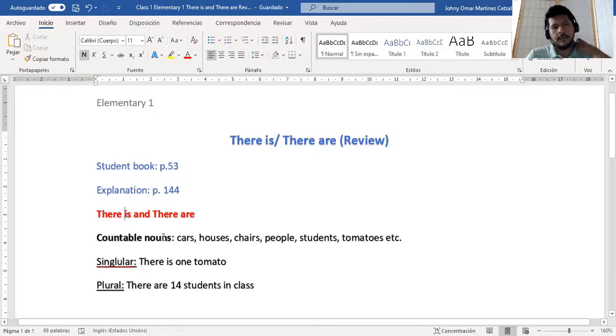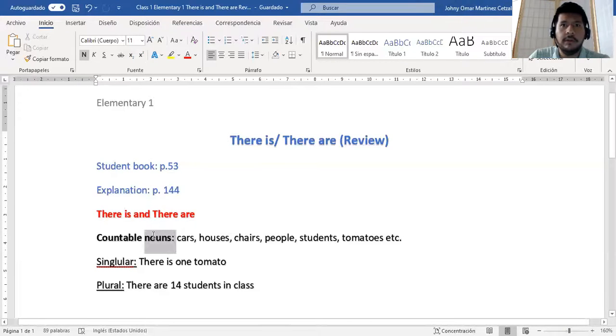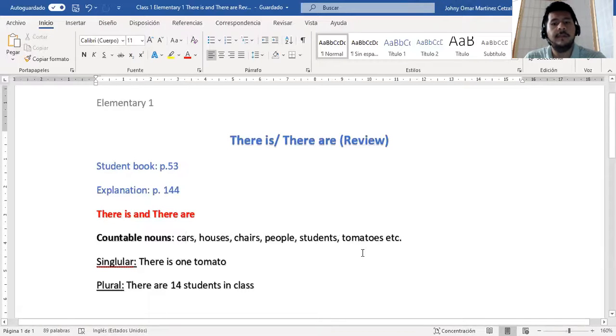Now, first you have to identify if the noun is countable or not. Okay, noun means sustantivo, the object, the thing. Countables are easy. For example, cars, houses, chairs, like this. You cannot see it, but I am sitting on a chair. People, we can count humans, people, students, tomatoes, as the book pronounces, etc.